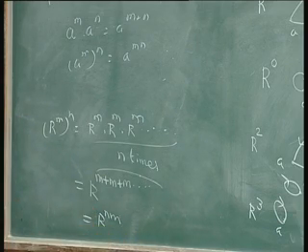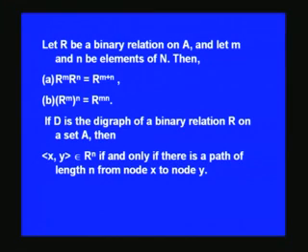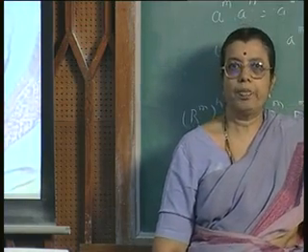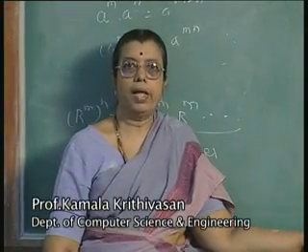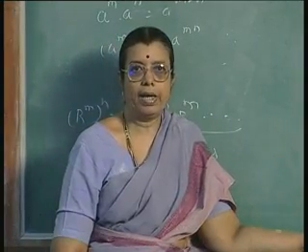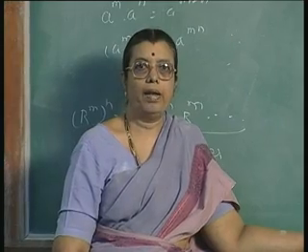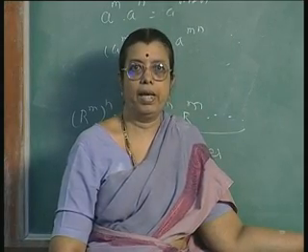And we can also see that xy is a pair which belongs to R n if and only if there is a path of length n from a node x to a node y. We can consider some more examples of how to represent the composition of relations and the power of a particular relation R, and what other properties it has.